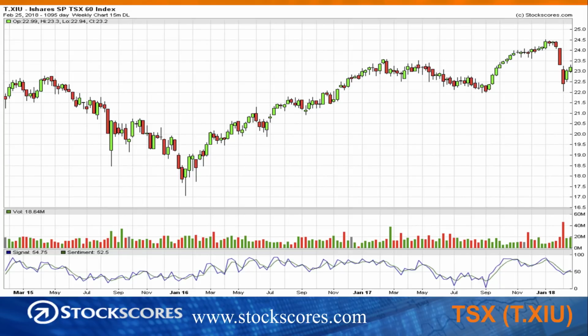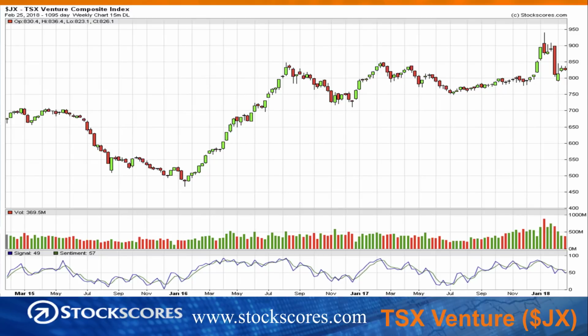Now looking at the longer-term chart, we have broken that long-term upward trend line. If I draw a line like that, you can see that that trend line has been broken, and that means best case scenario is we probably go sideways in this range for a little while. If we were to fall down through that line of support right around $22 on the XIU, which is the ETF that represents the TSX 60, then you need to become bearish. For now, it is a neutral chart.